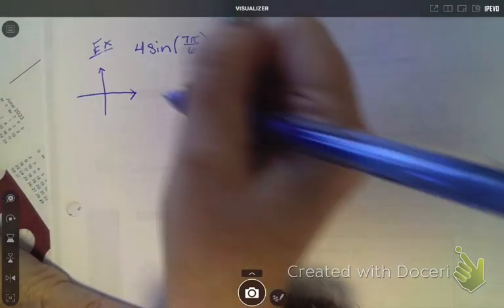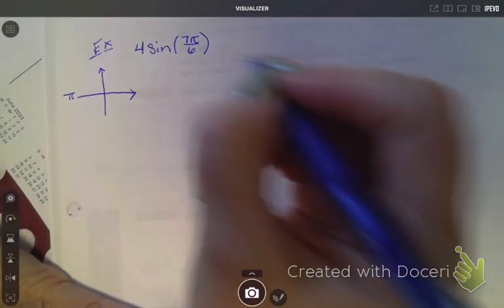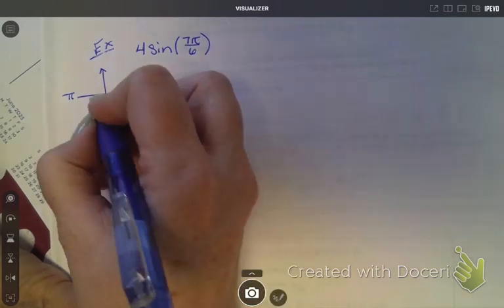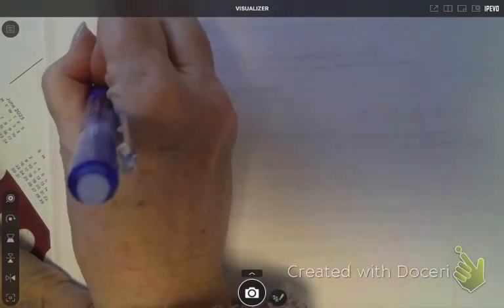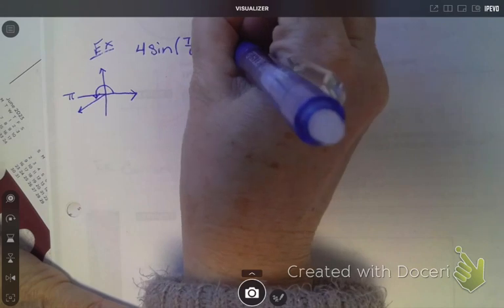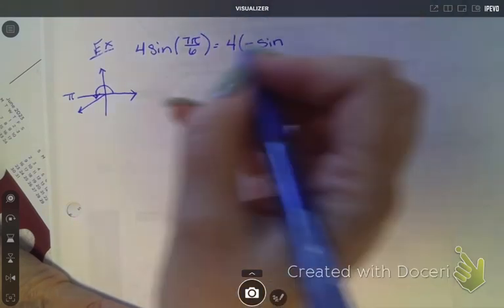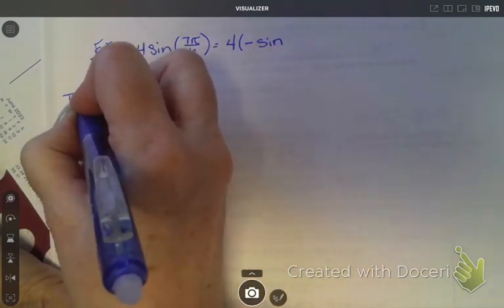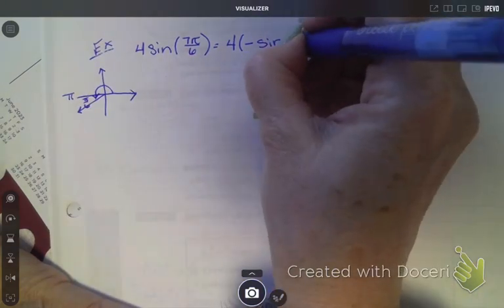I'm in my coordinate plane. I know that 180 is pi. 7 pi over 6 is one piece larger. So it's right here. So I know sine is negative in this quadrant. So I have 4 times negative the sine of, well, the sine for 7 pi over 6, the reference angle is pi over 6 right here. So the sine of pi over 6.